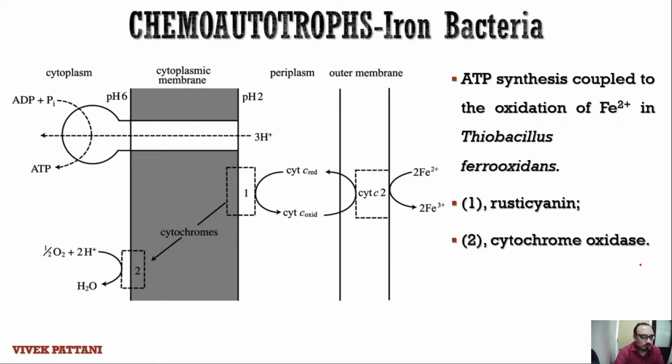This is an overall diagram of how ATP synthesis is coupled to the oxidation of Fe2+ in Thiobacillus ferrooxidans, in which there are two main electron carriers or acceptors. One is rusticyanin, a blue colored protein, and the second one is cytochrome oxidase.